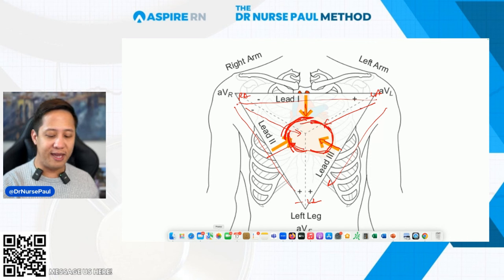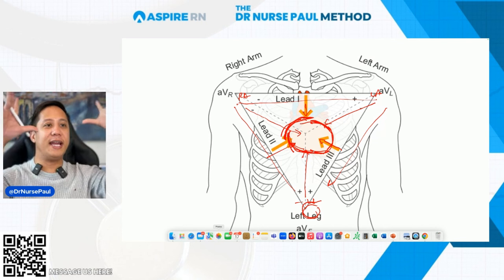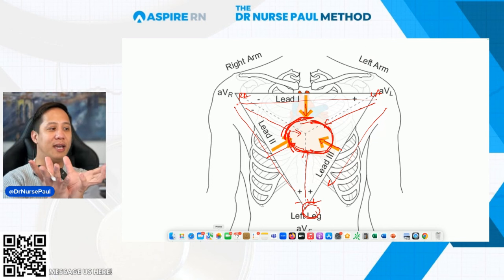And AVF, the way I remember AVF is foot, which is going down or looking from the bottom up. So by doing your limb leads, RA, LA, LL, including the augmented leads, which means virtual, you don't really see it, it creates a 3D image of the heart.